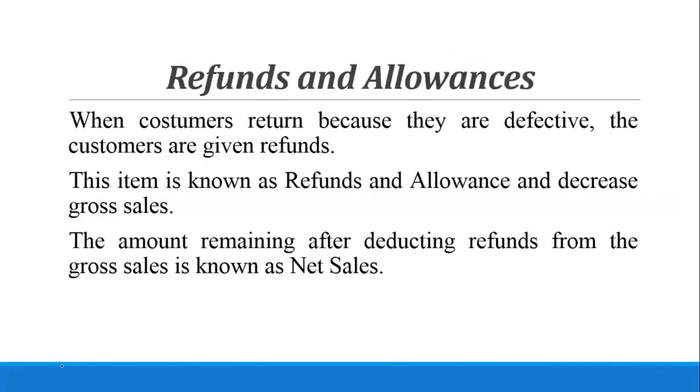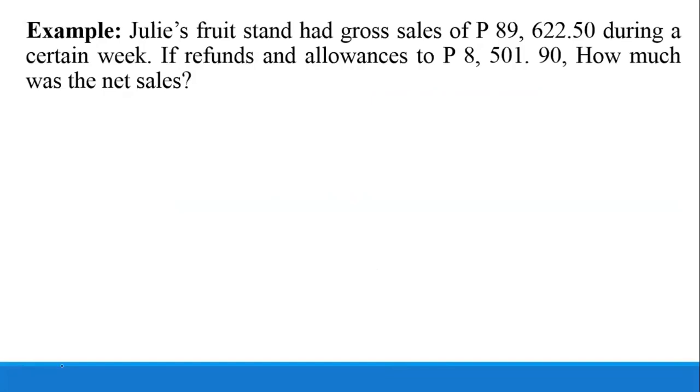Alright, and we have here the refunds and allowances. When customers return items because they are defective, so pag binalik nila yung mga pinurchase nila sa'yo, halimbawa ikaw yung manufacturer, the customers are given refunds kasi nga may defect yung product na nabili sa'yo. So this item is known as refunds and allowances and decreases the gross sales. The amount remaining after deducting refunds from the gross sales is what we know as the net sales. All right. So we have here an example.